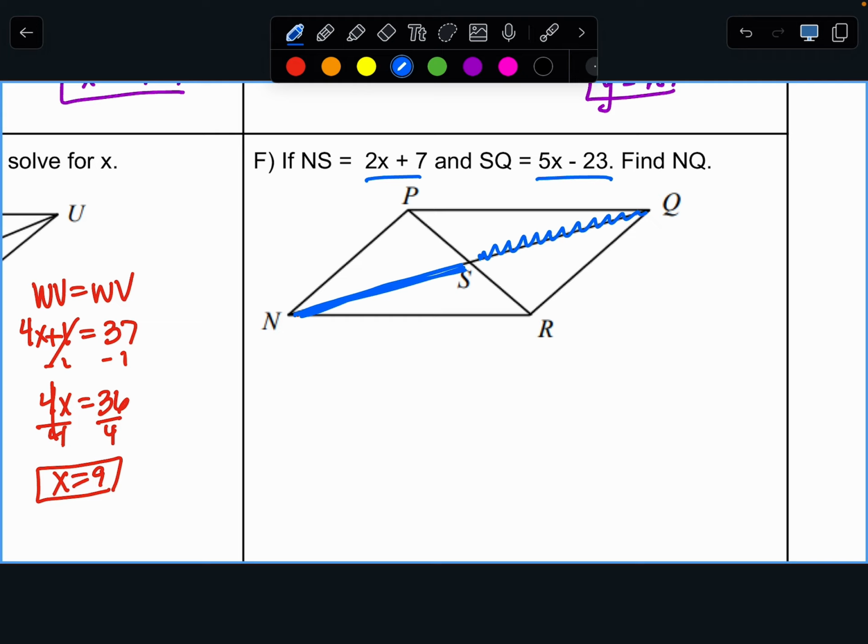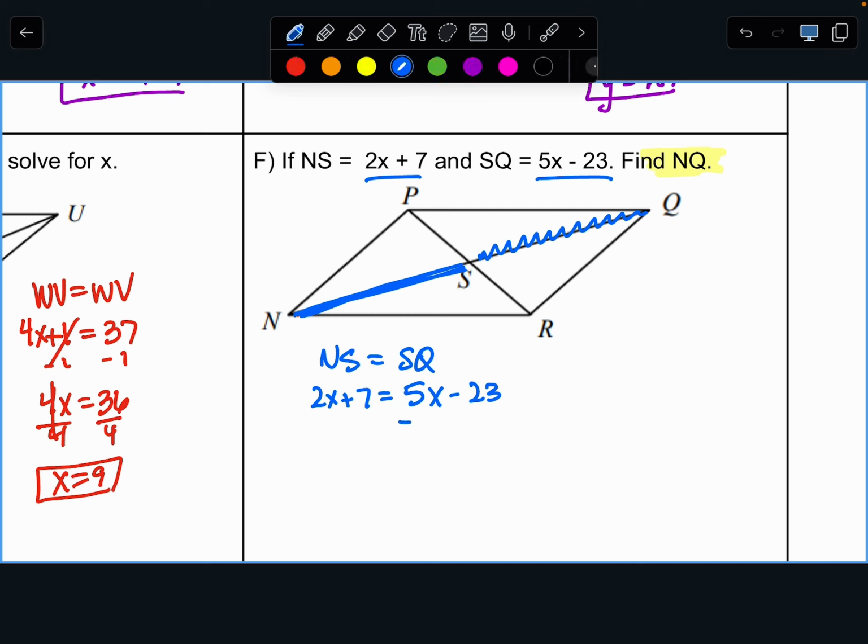Okay. It is split in half, but it also means half means both pieces are the same size, right? So we can get NS equals SQ. Therefore, 2x plus 7 equals 5x minus 23. Notice what it's asking us to find when we're all done. I'm not asking you for x.